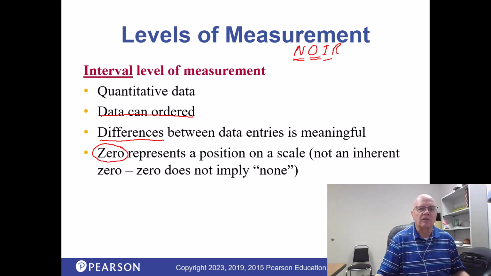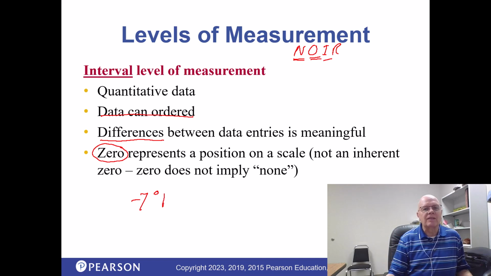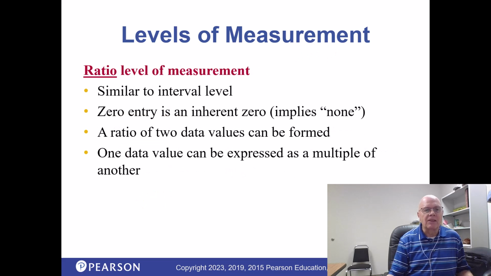And last of all, we'll put these letters up here again. Nominal, ordinal, interval, where we can find differences, and last of all, ratio. Now, what does this represent? Well, it's rather similar to interval level, but this time 0 is not just a place on some kind of a scale, but it means none. 0.